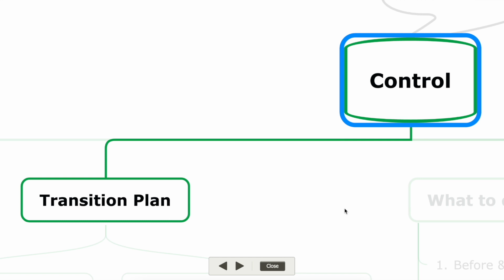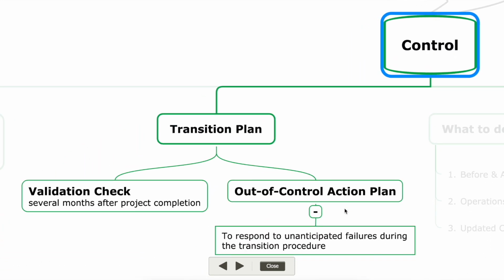And the next thing that we need to prepare is the transition plan. After the process control plan, we have to make the transition plan, which is the plan for how we will transit from the existing process to the new process, the improved process that we have devised. Okay, so in this transition plan, we must have a validation check that will run for the next few months after the project completion.